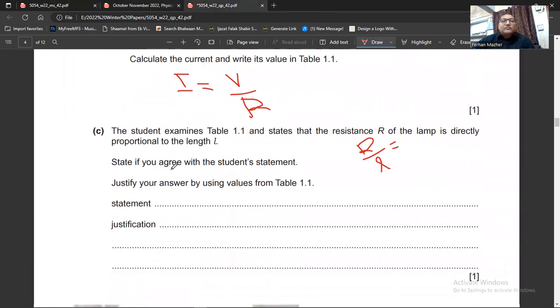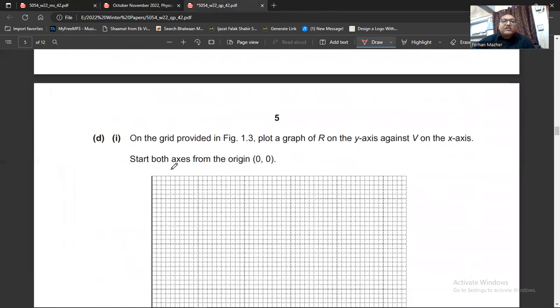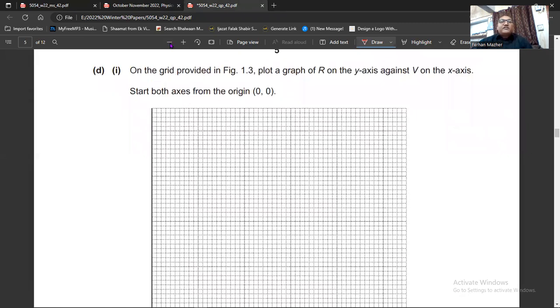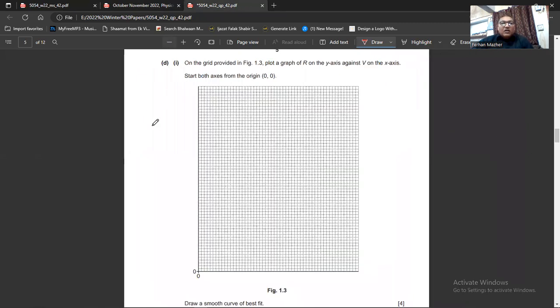Okay, so I hope you understand this question. Okay, we are going to the D part. He says, on the grid provided in the figure 1.3, plot a graph of R on the y-axis and V on the x-axis. Start both the axes from the origin. So the R will be here and the V will be here.